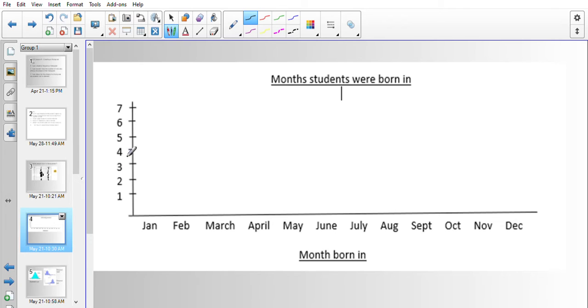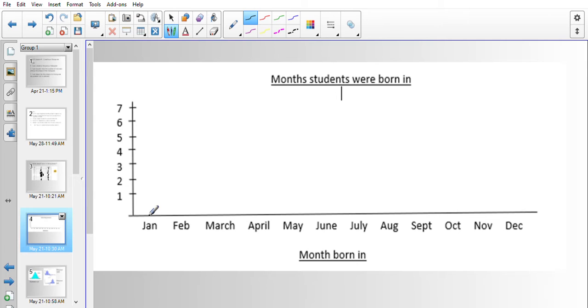And so just like the dot plot, we have an x and a y axis, right? The y is going to be labeled with the number of people, 1, 2, 3, 4, 5, 6, or 7, because the most I had was 7 in the months of July and August. And then the x-axis is going to be labeled with the months, the month born in, all right? And this is how we create the histogram. Remember, it's going to be bars, not dots.